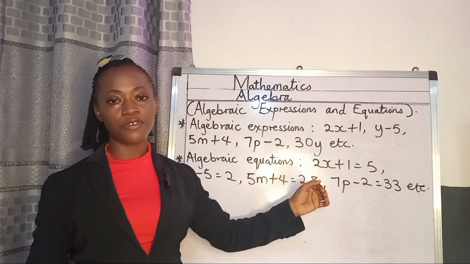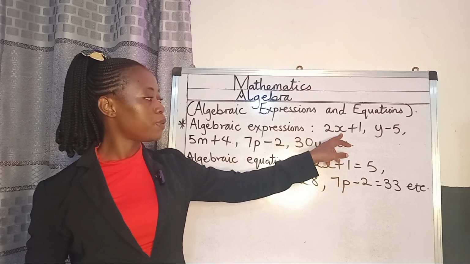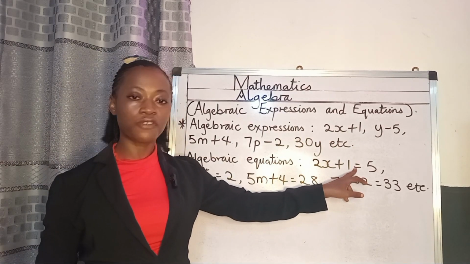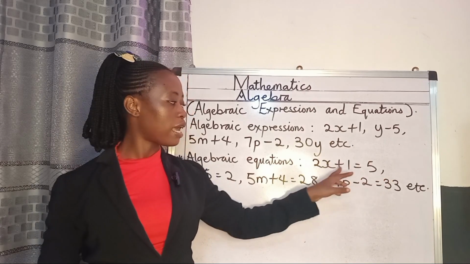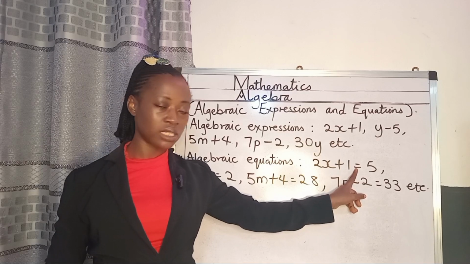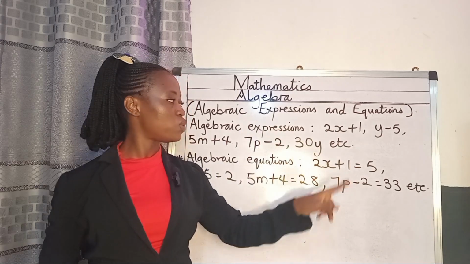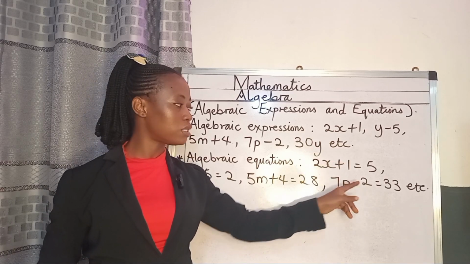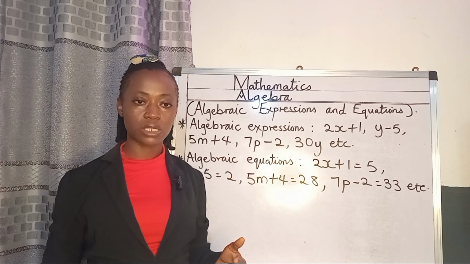Now look at the difference between an expression and an equation. For expression, you don't have an equality sign there, right? But for equation, of course, you are equating an expression to a value. So an algebraic equation has this sign of equality. That's this equal to sign. That's just the difference between algebraic expression and algebraic equation. Just the sign of equality. That's the difference. Do you understand?